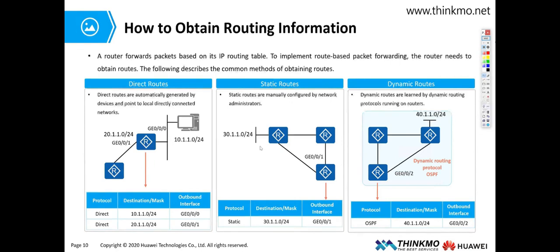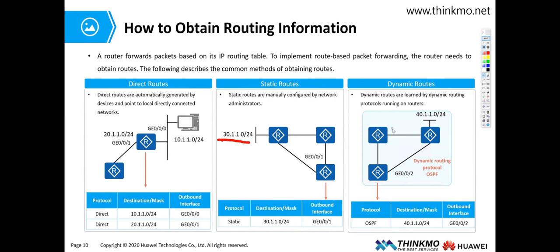On the other hand, static routes are like someone telling you how to get to school, or how to get to work. In this case, someone tells you which interface you should use to go to 31.1.0.24. I will manually point it out to you. And this is often configured manually by the network administrator.